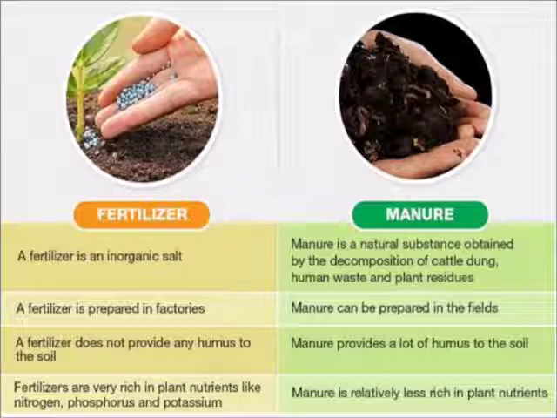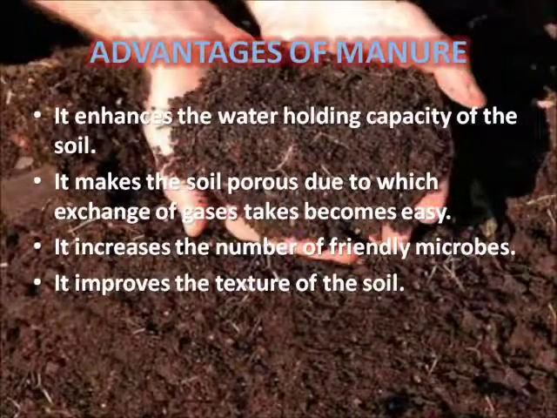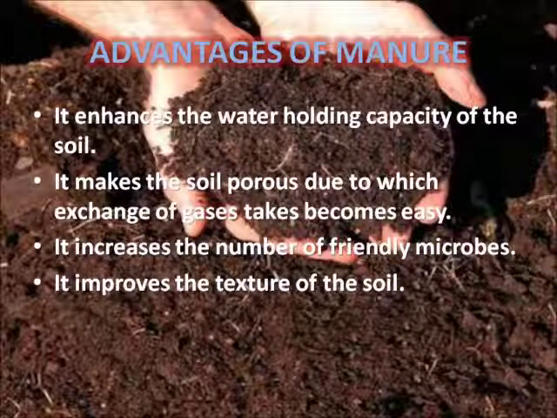Now, what are the advantages of manure? There are various advantages of manures over fertilizers. Organic manure is considered better than fertilizers. This is because it enhances the water holding capacity of the soil. It makes the soil porous, due to which exchange of gases becomes easy. Next, it increases the number of friendly microbes, and last, it improves the texture of the soil.